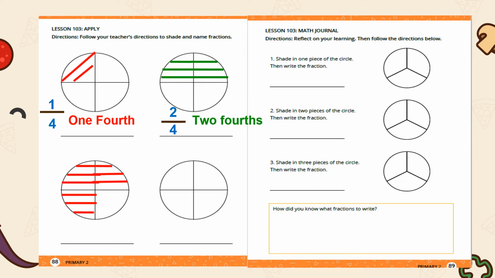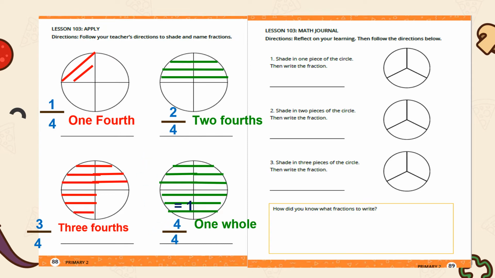Now we have 3 colored parts over 4 parts. So the fraction is 3/4. The last circle, we have 4 colored parts over 4 total parts. So we have one whole, one complete circle.